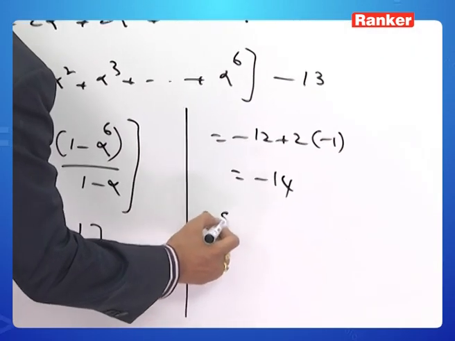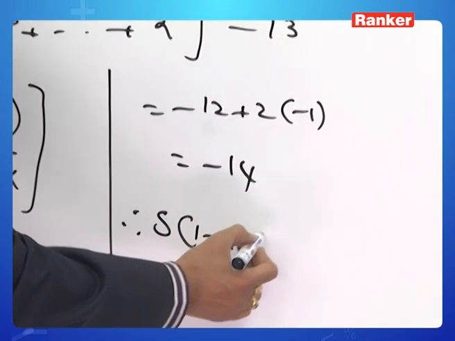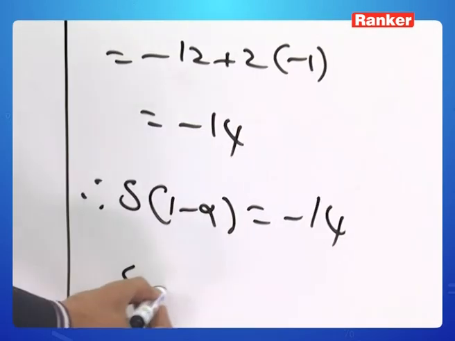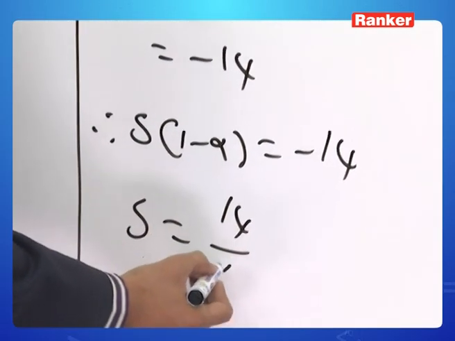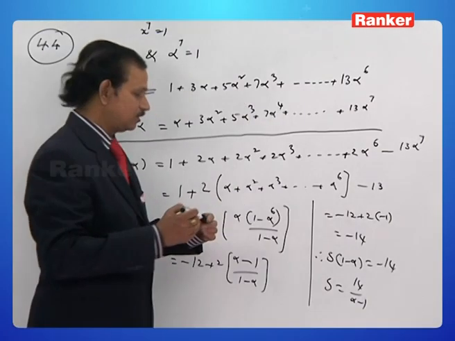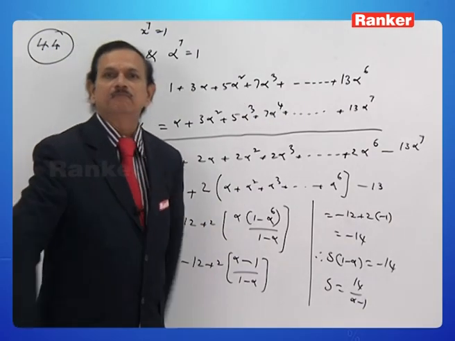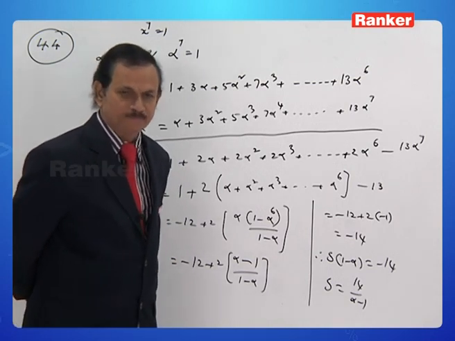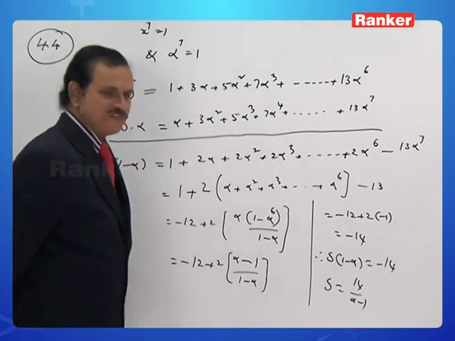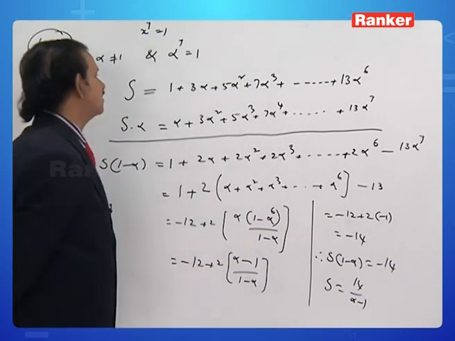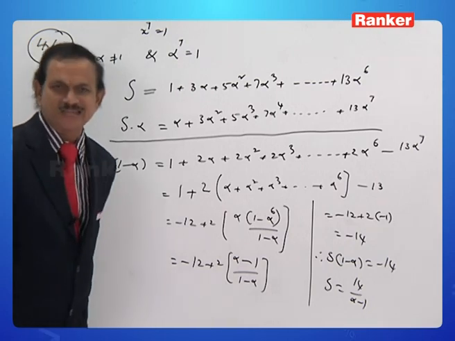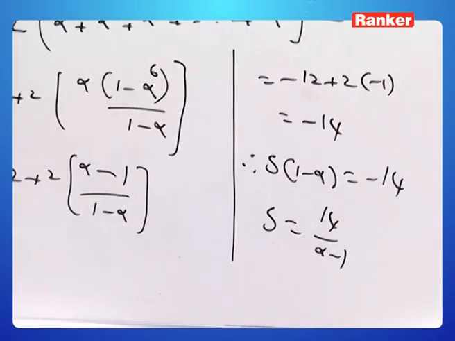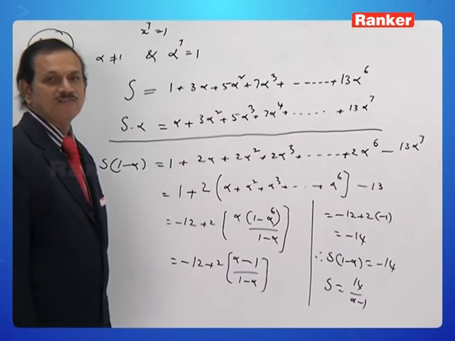Therefore, S into 1 minus alpha is equal to minus 14. From that, we will be able to have 14 by alpha minus 1. What is the correct answer? Option C. Yes. It's a very, very simple manipulation of obtaining the sum of a series. Of course, it is a finite series. So, this is the crucial idea that one must possess to have the answer. Hence, the answer is 14 by alpha minus 1.